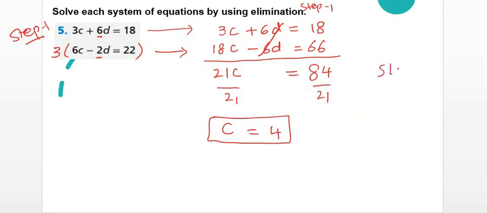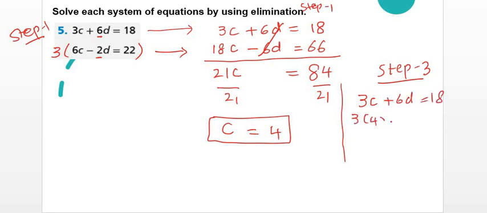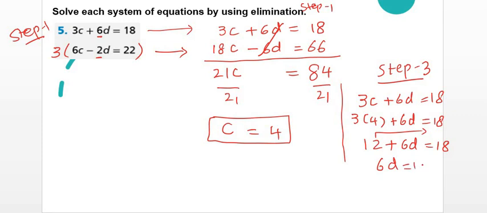Step 3 now. What is step 3? Step 3 is to substitute this value of c into any of the equations, right? All your choice, you want to substitute it in the first one or the second one. I'm going to substitute it in the first one. So 3c plus 6d equals 18. So 3 times 4 plus 6d equals 18, and this one will be 12 plus 6d equals 18. Now move this 12 to the other side, so it will change into negative 12. So 6d equals 6 and d will be equal to 1, because you will divide both sides by 6.